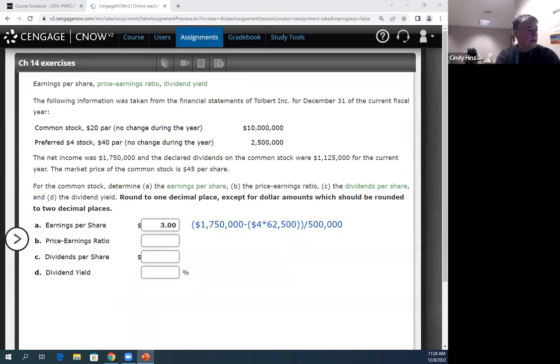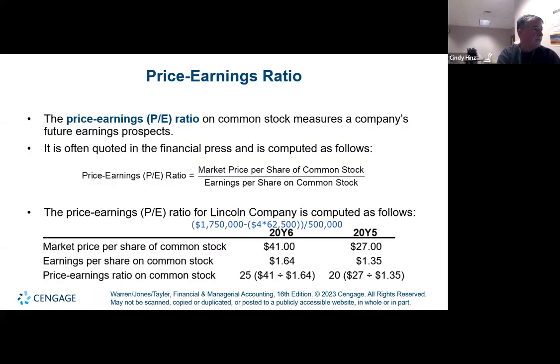So the next calculation is the price to earnings ratio, or PE ratio, as it's commonly known. The price to earnings ratio is going to tell us, now that we know the earnings, which you'll notice is the denominator of this calculation, is that a good return on our investment? And the PE ratio is calculated, as you can see on the slide right now, the market price per share divided by the earnings per share.